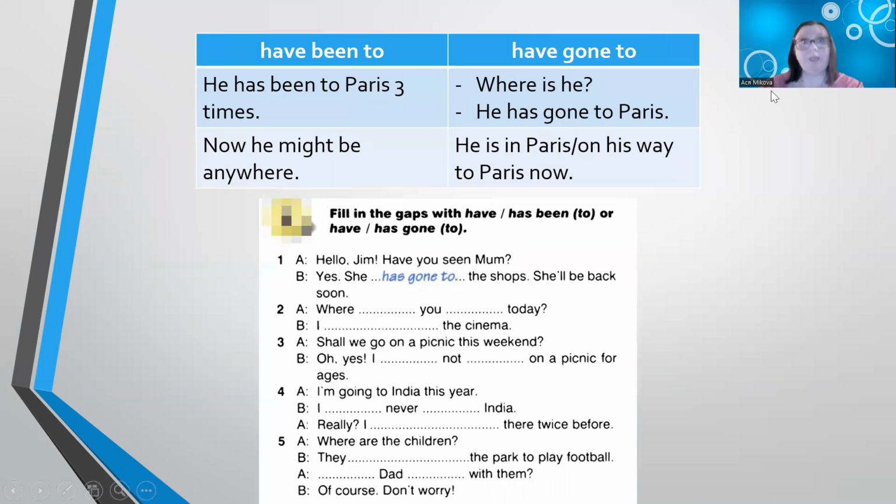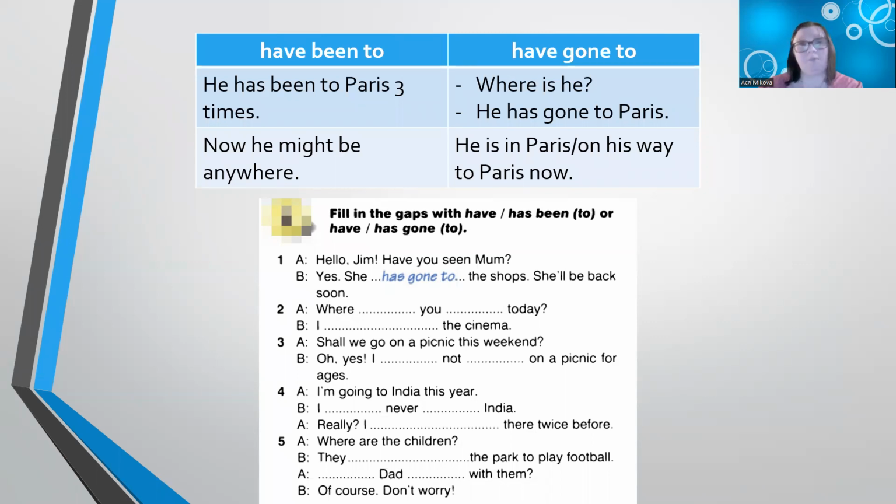Look at the variants. He has been to Paris 3 times. We speak about his life experience. Он бывал в Париже 3 раза. And everything is clear. Now he might be anywhere. He's not in Paris. But in Russian we very often say он ездил в Париж. Он ходил в магазин. And we use go.